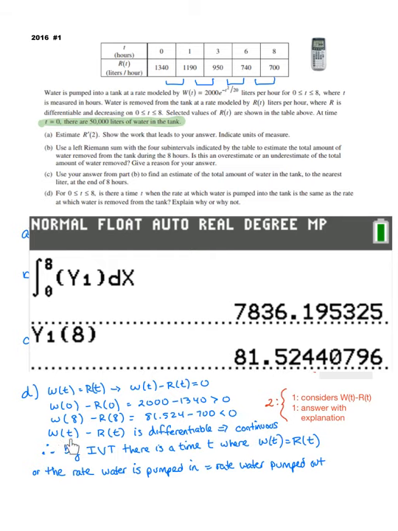So that means that W of t minus R of t, because it's differentiable, which implies that it's continuous, which is the hypothesis of the intermediate value theorem, and I have to state this, by the intermediate value theorem, there has to be a time t where W of t minus R of t would equal 0, and thus W of t equals R of t. Or the rate the water is pumped in equals the rate that the water is pumped out.